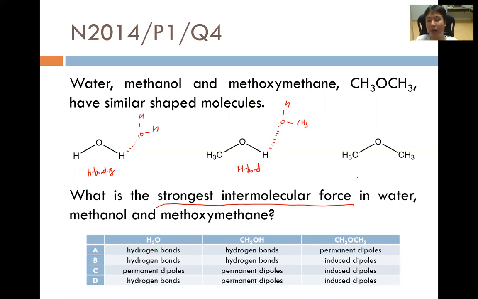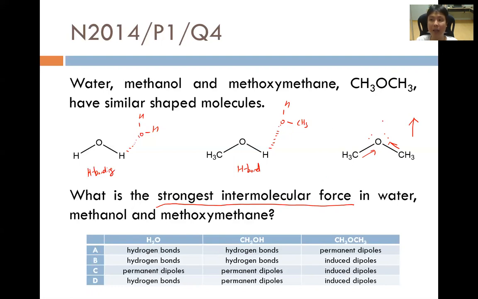Whereas for this molecule, there is no H bonded to F, O, or N. Although there's an O and there's a H, the H is not directly bonded to O. Then we have to decide whether it's PD-PD or ID-ID interactions. For that, we draw the shape of the molecule using VSEPR theory. The shape will be bent because there are 4 electron domains and 2 lone pairs of electrons. Oxygen is more electronegative than carbon, so we would draw 2 bond dipoles. When we add these 2 vectors, we get one that overall points in this direction, and hence this molecule has a net dipole moment.